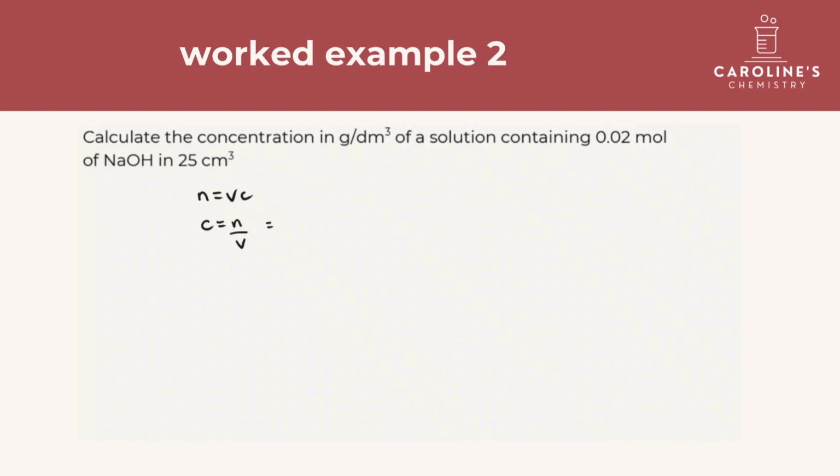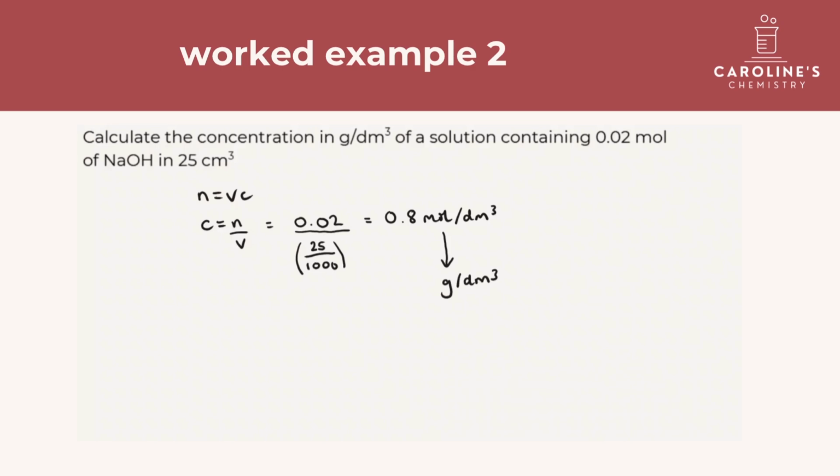Now let's pop the numbers in. So our moles is 0.02 divided by the volume, which is 25. Convert that into decimeters cubed by dividing by 1,000. That gets us to a concentration of 0.8 moles per decimeter cubed. But we've now got another conversion to make. We want to go from moles per decimeter cubed to grams per decimeter cubed.